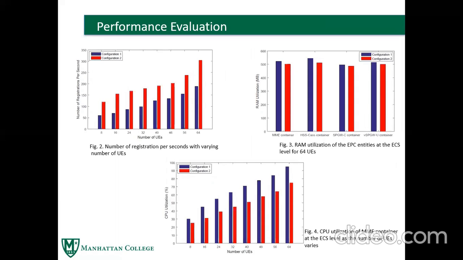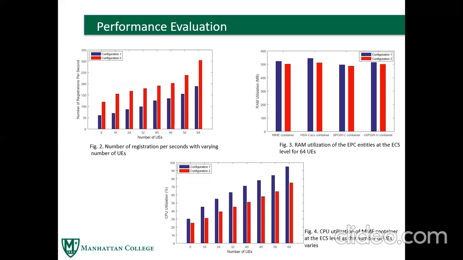In this slide, we present the simulation results of the three metrics. Figure 2 shows the results obtained for the number of completed attach processes, given in terms of registrations per second for 64 UEs. It can be deduced from the figure that with configuration 2, that is 2 MME containers handling the attach process, more UEs are being attached successfully, and the auto-scaling policy was not violated, and thus scaling is not triggered.